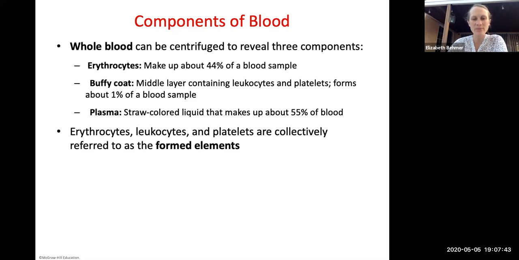The formed elements of blood, so we call them the formed elements of blood, are the erythrocytes, leukocytes, and platelets. So those are red blood cells, white blood cells, and platelets, and they are called the formed elements because those are the ones that are formed in your body and are made by your body itself.